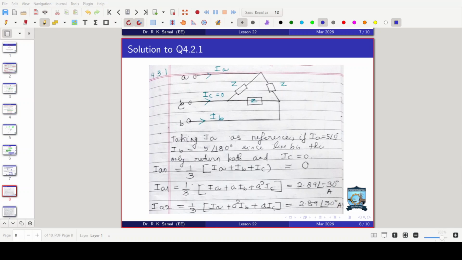Symmetrical components. So, in section 4.2 in the problem set, go to question number 1 and solve it. So, with this we complete lesson 21. In a physical class we would have completed this problem in the class.